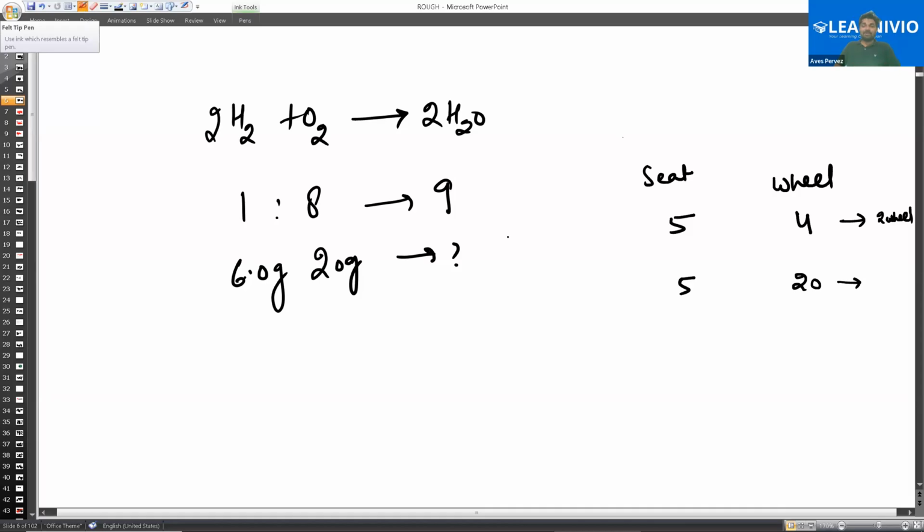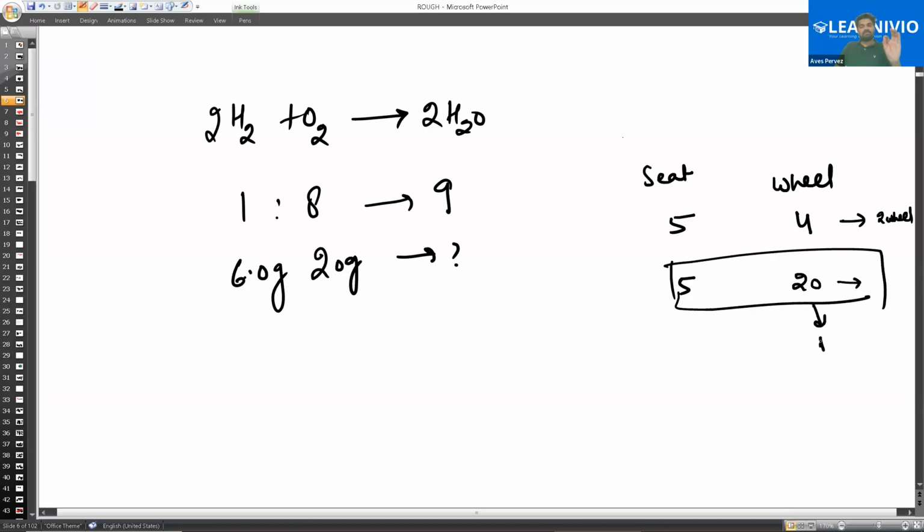You have 5 seats. For 5 cycles, you require 10 wheels, and you have 20, so the extra wheels are left over. Because you have 5 seats and enough wheels for 5 seats, you can make 5 cycles.